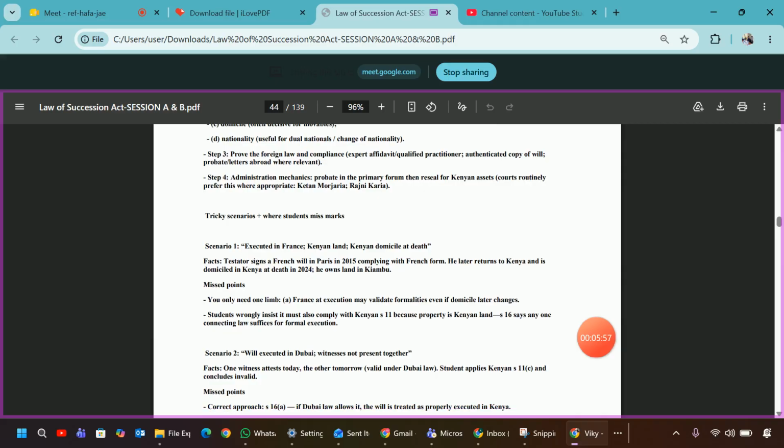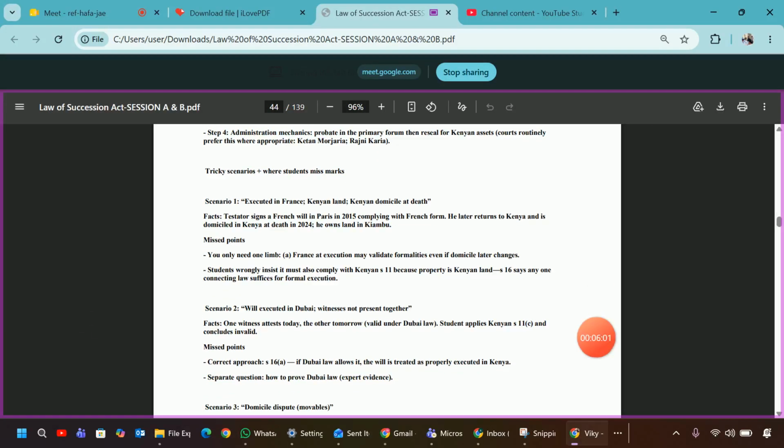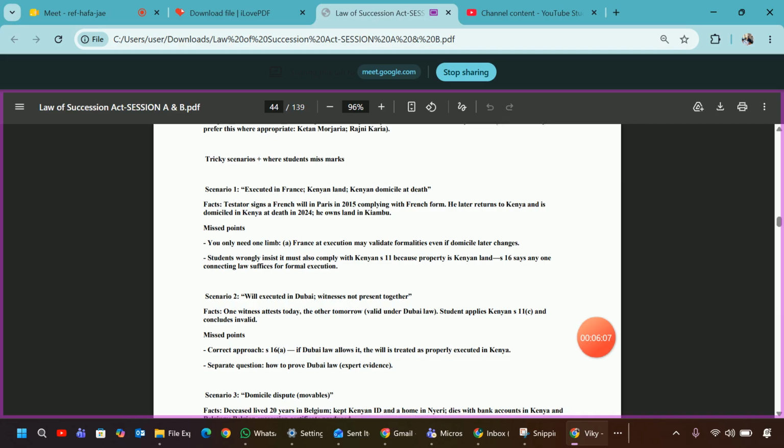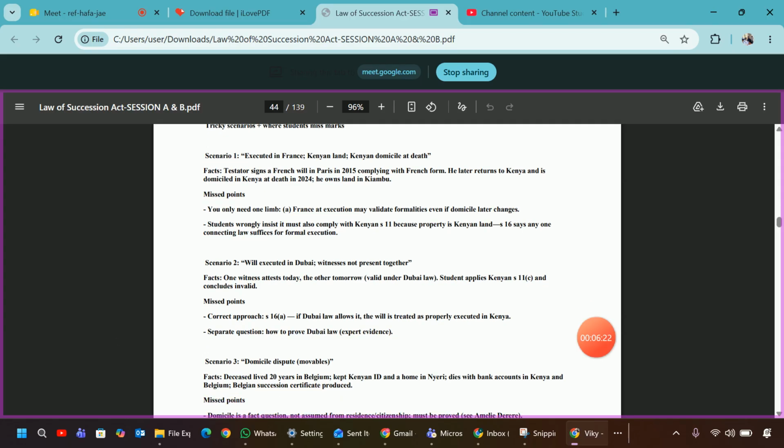So, tricky situations where students will miss marks. Scenario number 1: a will is executed in France, relates to Kenyan land, with a Kenyan domicile at death. The facts are, the testator signs a French will in Paris in 2015, complying with French form. He later returns to Kenya and is domiciled in Kenya at death in 2024. He owns land in Kiambu.